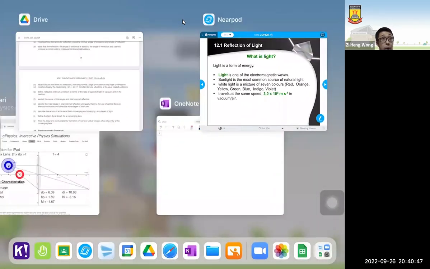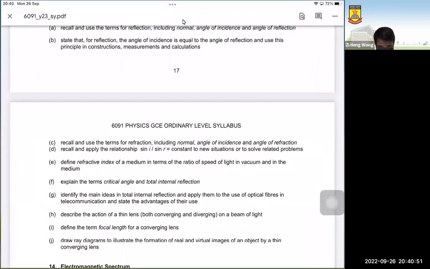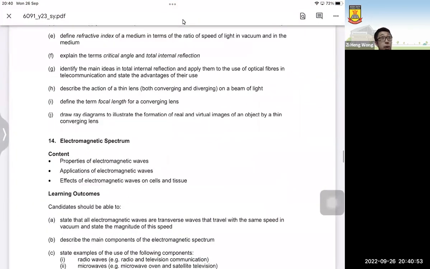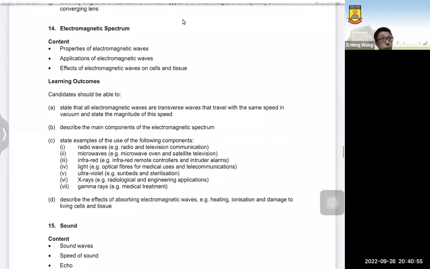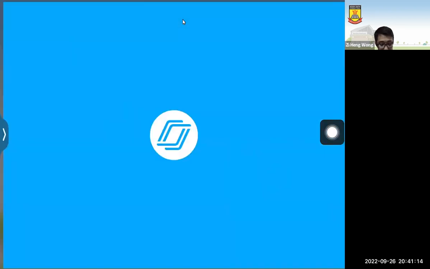Why speed of light? Because in the following chapter on the electromagnetic spectrum, chapter 14, we're expected to be able to state that electromagnetic waves all travel at the same speed and state the magnitude of this speed, which is 3 × 10⁸ meters per second. So you're expected to know this. We will come to this chapter again, but the 3 × 10⁸ you're expected to know.